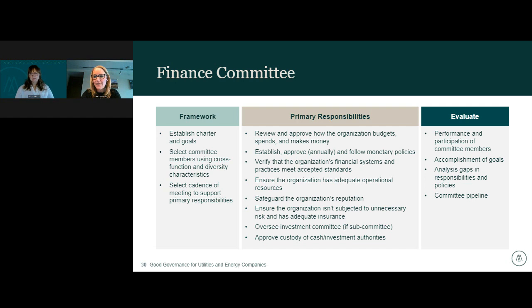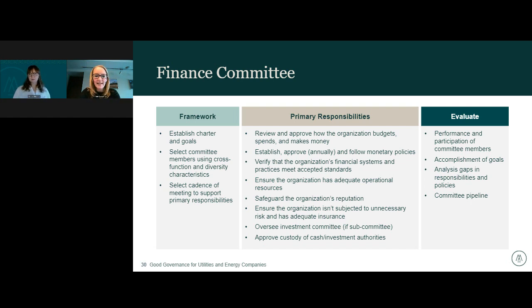When we talk about a finance committee, what we're really trying to do is establish those charter goals, and we want to use people that have cross-function and diversity characteristics. What we mean by that is, if you have, on a board of 8 or 9, 4 finance people, maybe not all 4 of them should be in the finance committee. We want to hear other thoughts and other voices as well. We definitely want somebody on the finance side to give that level of clarity and knowledge base, but again, we want different individuals on this committee as well.